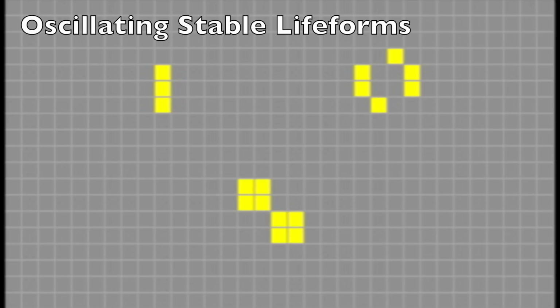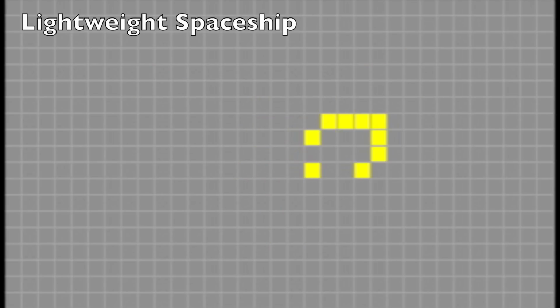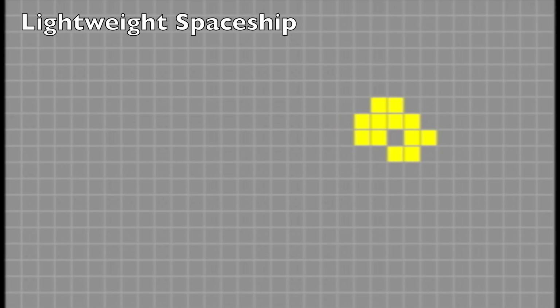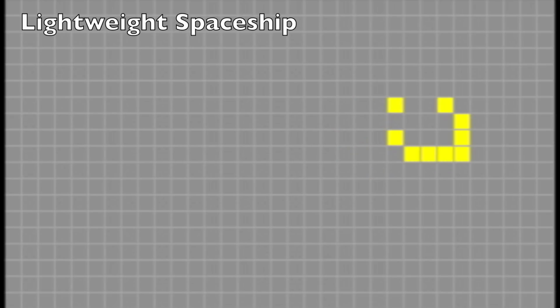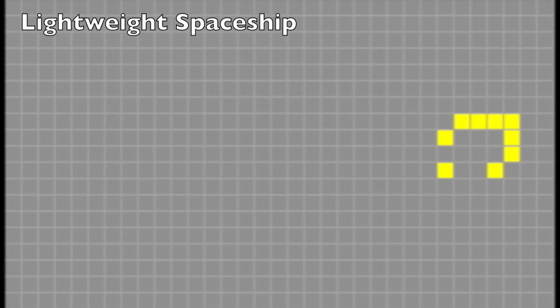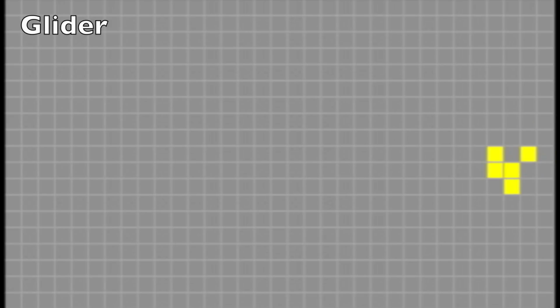Some life forms, like this lightweight spaceship, have the ability to move around the grid. Note that the living cells themselves are not moving, but that cells are becoming alive in front of the life form, while cells are also dying behind the life form. When the lightweight spaceship crashes into the side of the grid, an escape pod known as a glider is inadvertently formed.